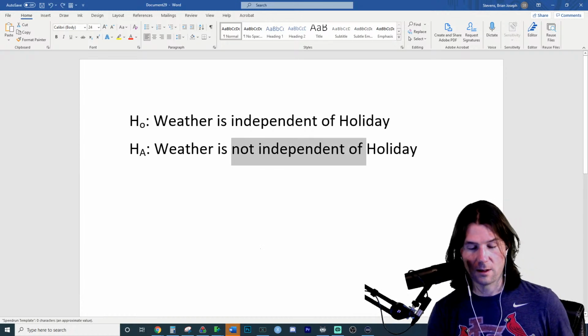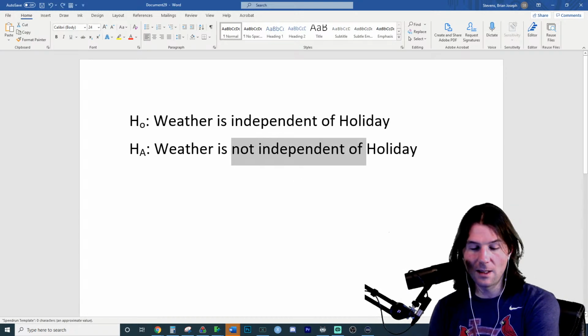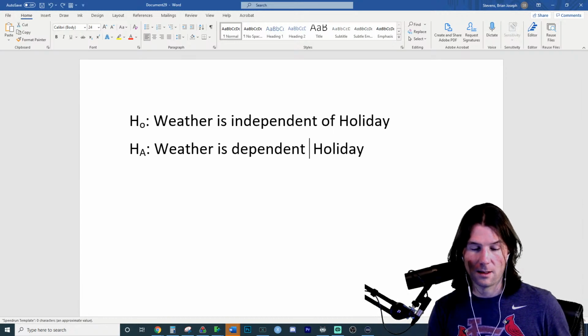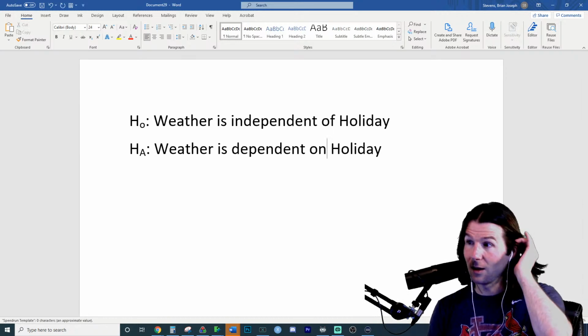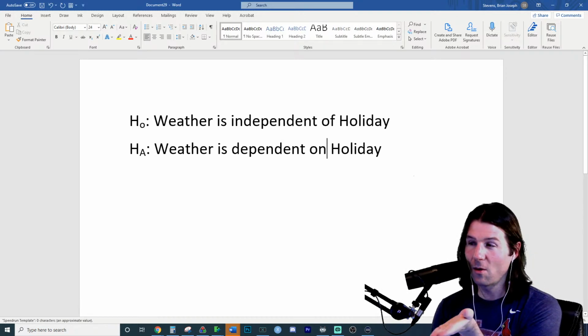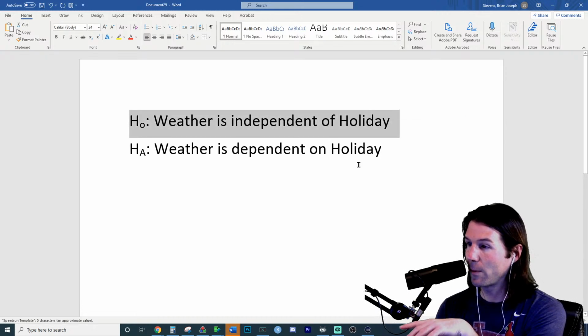Oops, change the formatting. So the null hypothesis is that it's independent. You could also say the weather is dependent on holiday. I just like to say it's independent, it's not independent. But there are other ways of stating the alternative. But just think of what this means. They tell you nothing about each other.